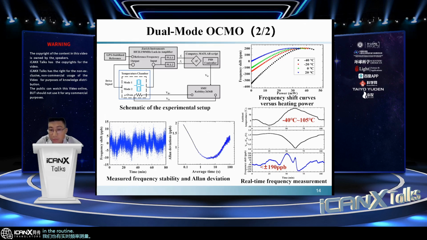In the real-time frequency measurement, we change the environmental temperature from -14 to 105 degrees. The heating voltage also changed accordingly, and the frequency shift of the main resonator is less than 20 ppb within the entire industry temperature range.